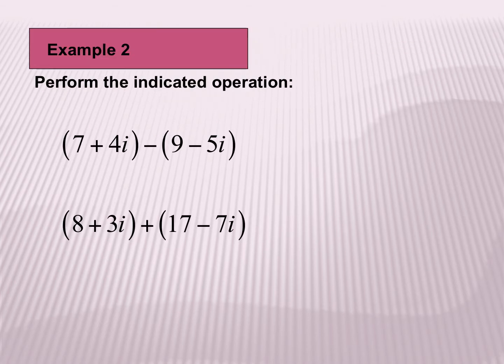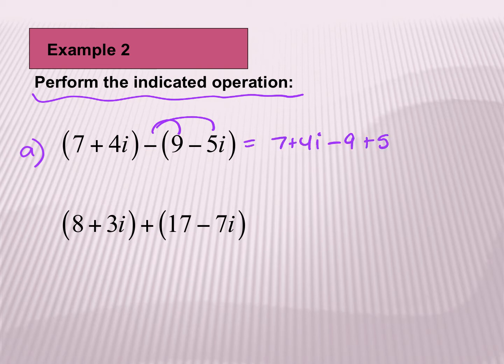They look like this. It's just going to say perform the indicated operation, right? So this first one, let's call it A, is subtraction. What do I do? Good. The negative is going to go to both of the things after this. So this becomes 7 plus 4i minus 9 plus 5i. And then combine your like terms. The numbers without the i's, the real part, comes first. 7 minus 9 would be negative 2. And then positive 4i and positive 5i, positive 9i.